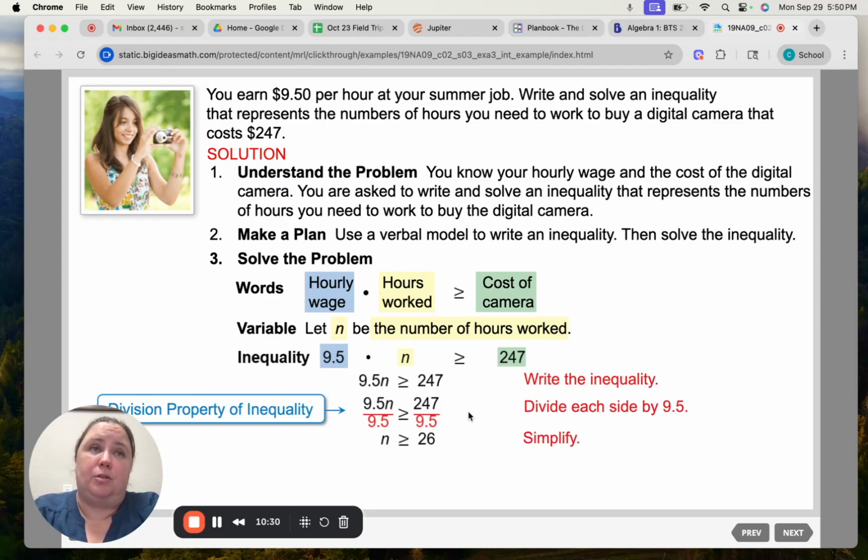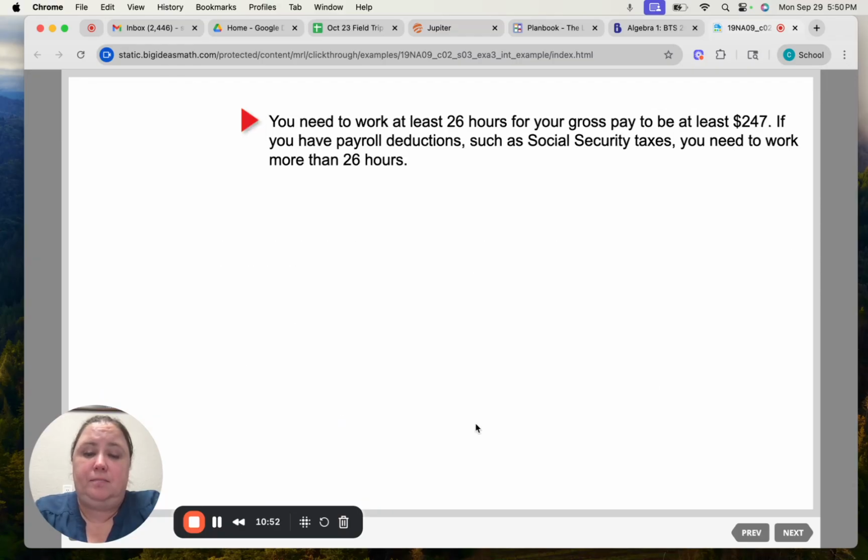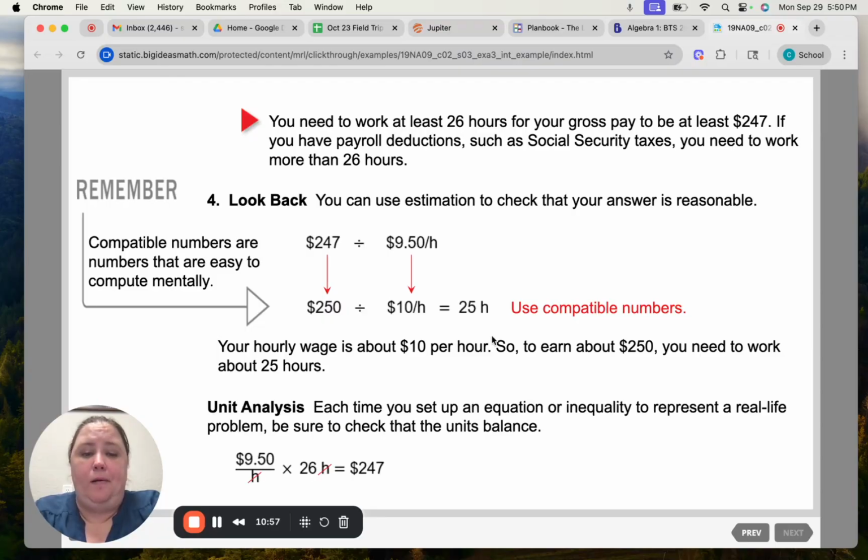Now this is a word problem, so you need to label it. So what is 26 in reference to? N represented the number of hours worked. So 26 should be 26 or more hours. So if you have payroll deductions, such as Social Security taxes, you need to work more than the 26 hours. But if you work at least 26 hours, you should have more than $247. You don't have to do the estimation.